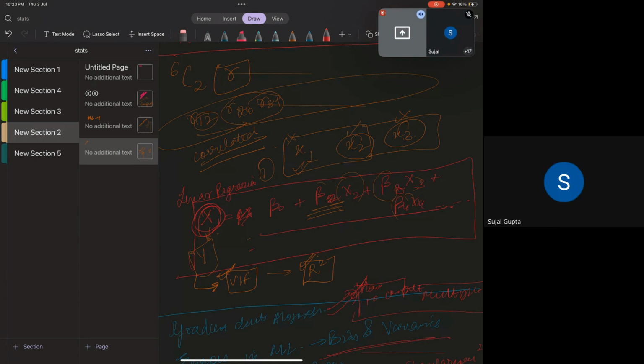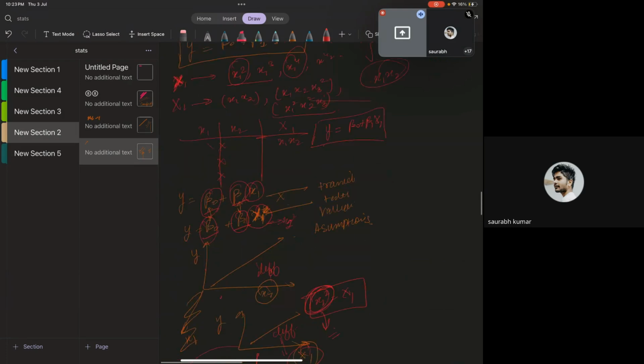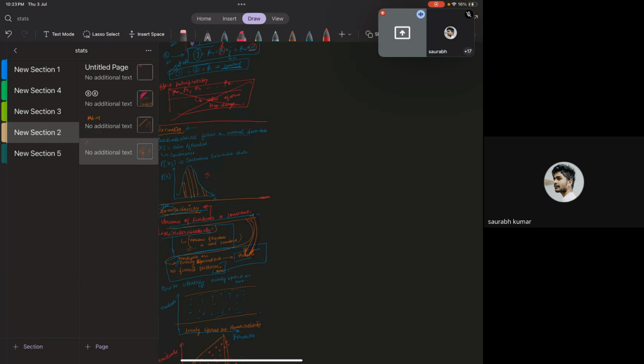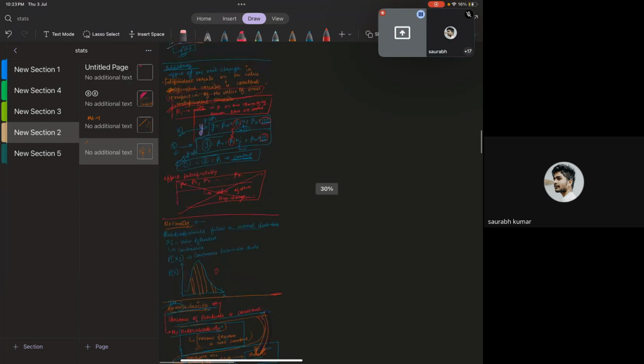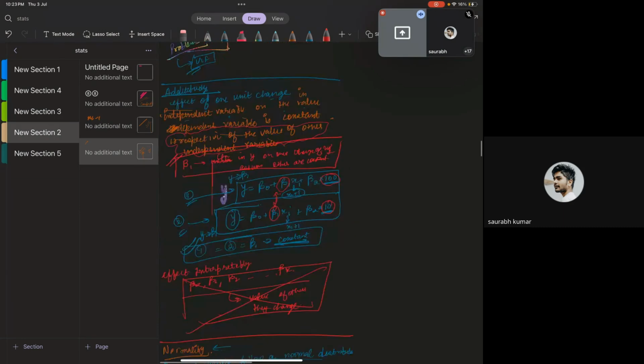Any doubts in today's lecture? In today's lecture, the assumptions are very important. Make sure you remember them. Every interviewer will ask you. In most of the exams, you will find assumptions of linear regression. So all these assumptions that I've taught you, make sure they are clear.